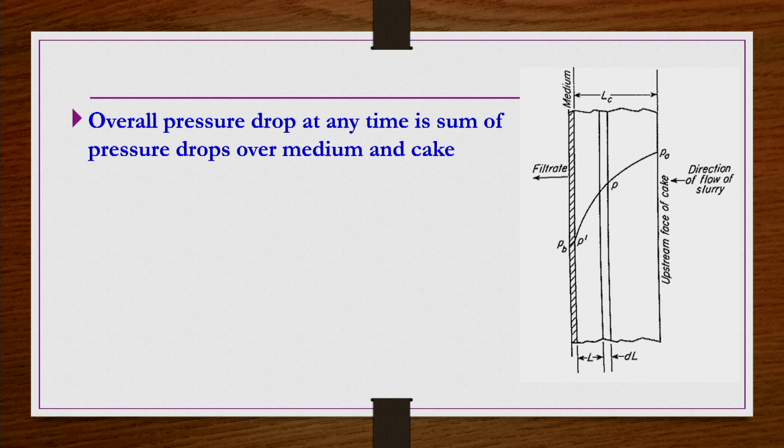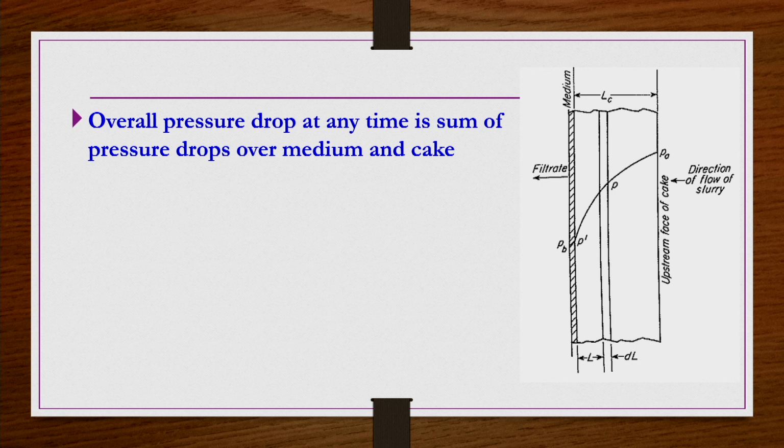Because of the gradual cake formation, the thickness of the cake is increasing, or more particles are being deposited on the surface of the filter medium. So this overall pressure drop is gradually increasing with time. But at a particular specific time, if you take a pictorial representation of these pressure drops, you can have it like this.